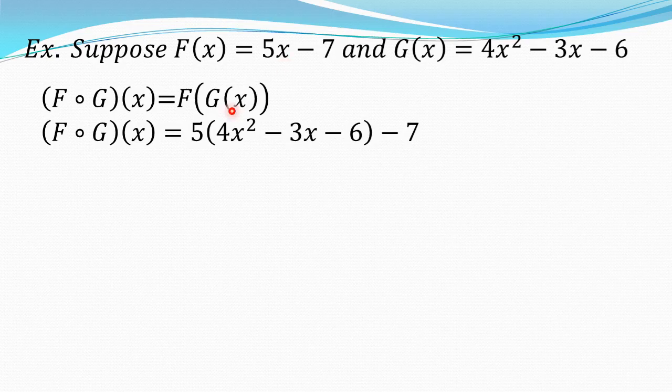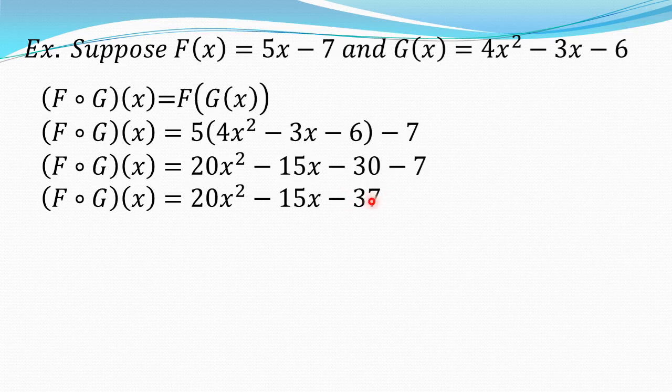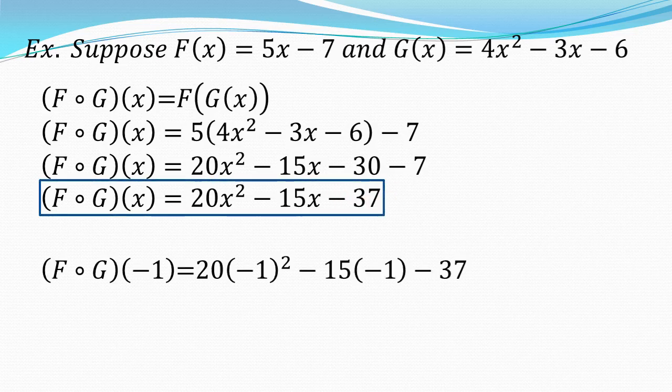So this is 5x, right? The x becomes this. That's all that happened. So 5 times this quantity minus 7. We distribute, we get this expression, and we combine like terms: negative 37. That's your final answer. How about evaluating at x equal to negative 1?